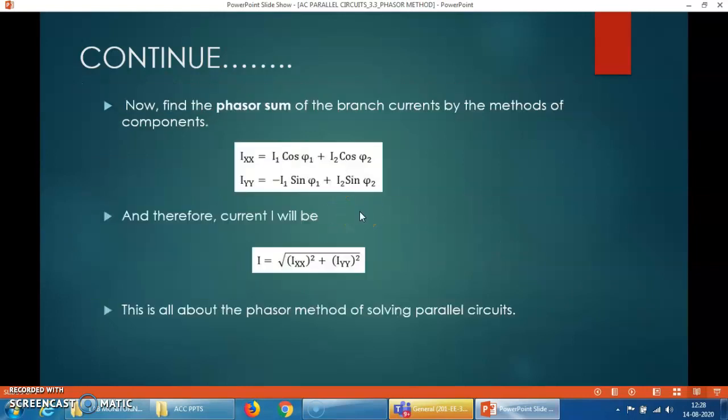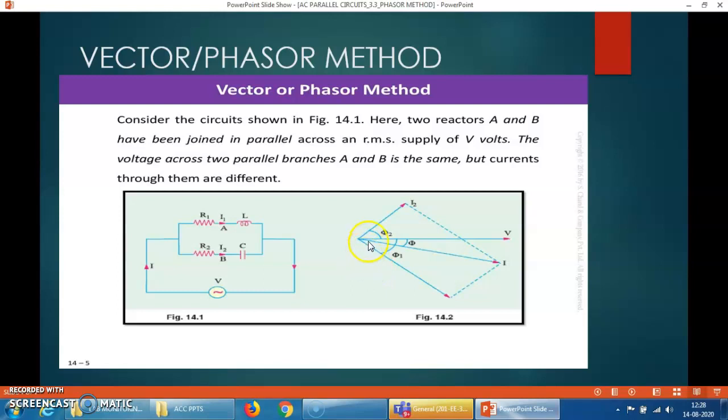The same way you can find it by another method. In the phasor diagram, I1 splits into two components. One component is in phase with the voltage, which is I1 cos phi 1. The other component is on the minus y axis, in quadrature to the voltage, that is I1 sin phi 1. In the same way, I2 splits into two components: one in phase with the voltage, I2 cos phi 2, and another in quadrature to the voltage, I2 sin phi 2.